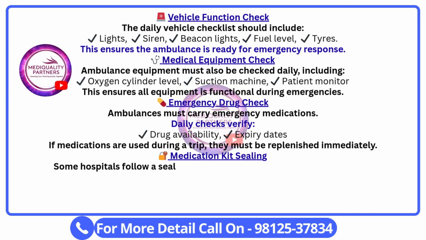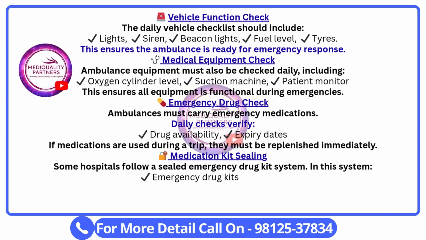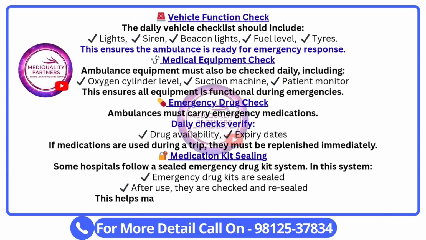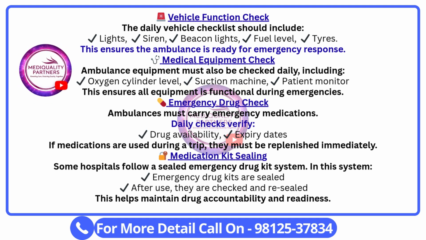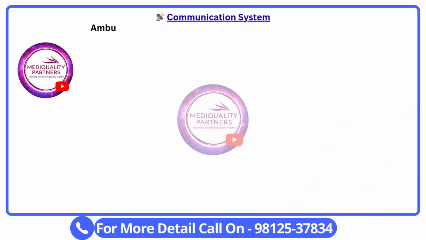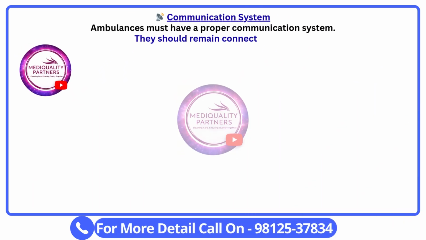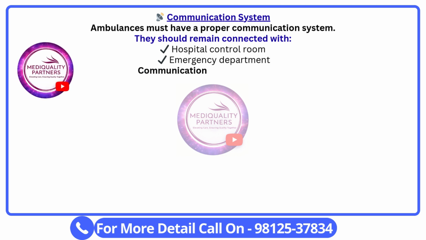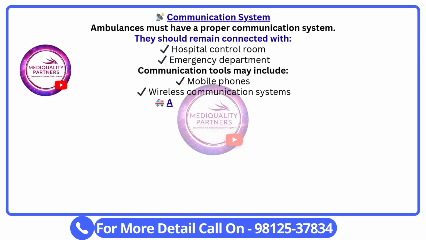Medication kit sealing. Some hospitals follow a sealed emergency drug kit system. In this system, emergency drug kits are sealed. After use, they are checked and resealed. This helps maintain drug accountability and readiness. Communication system. Ambulances must have a proper communication system. They should remain connected with hospital control room, emergency department. Communication tools may include mobile phones, wireless communication systems.